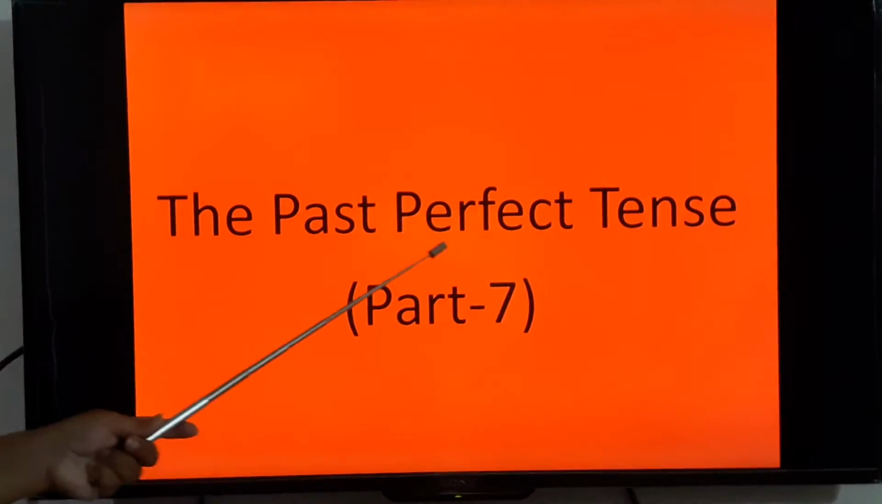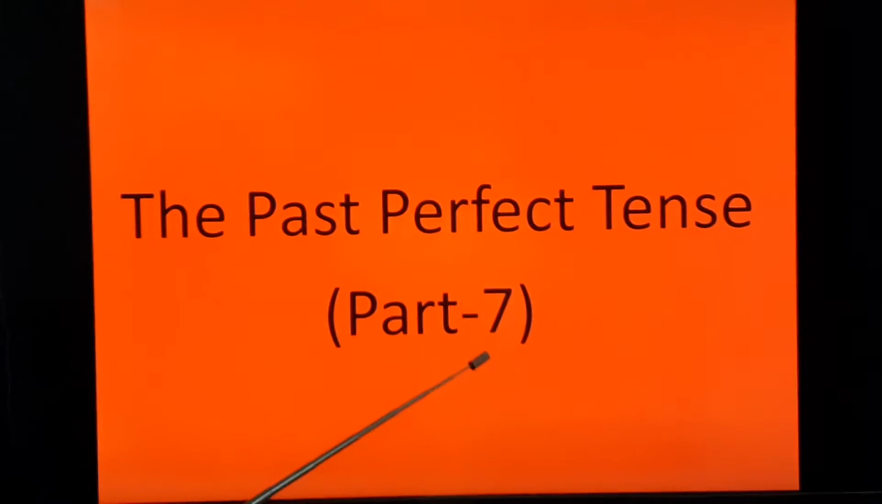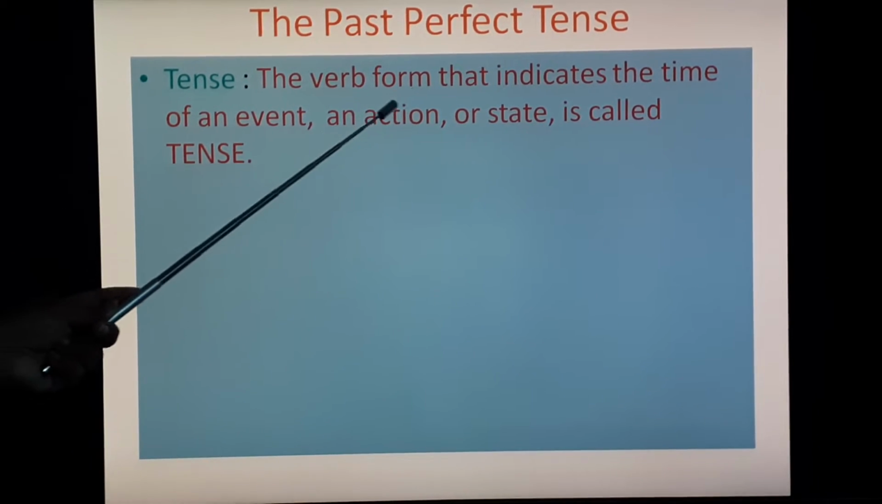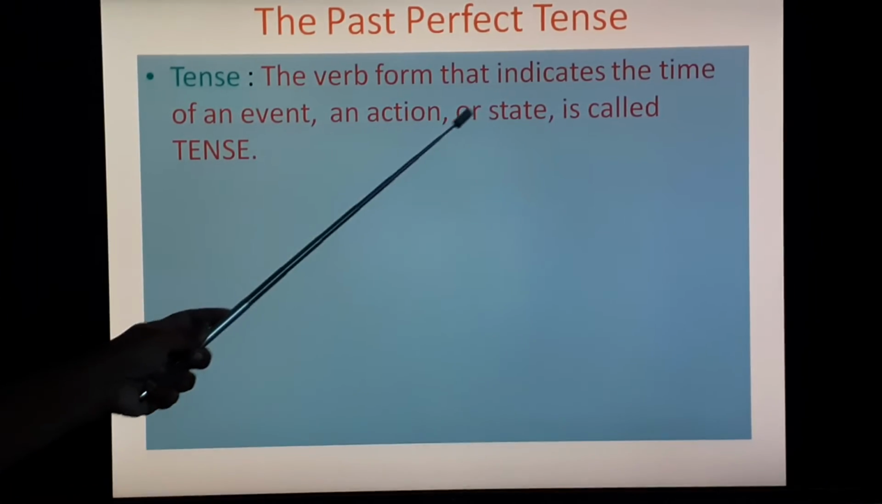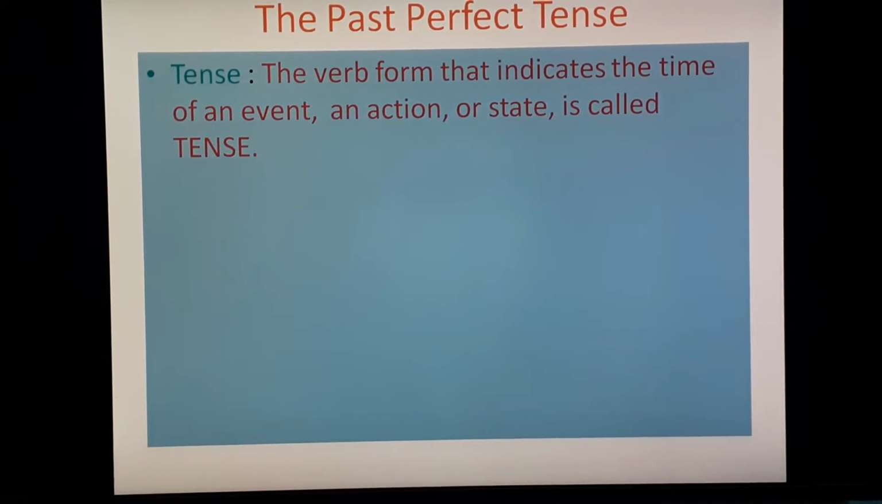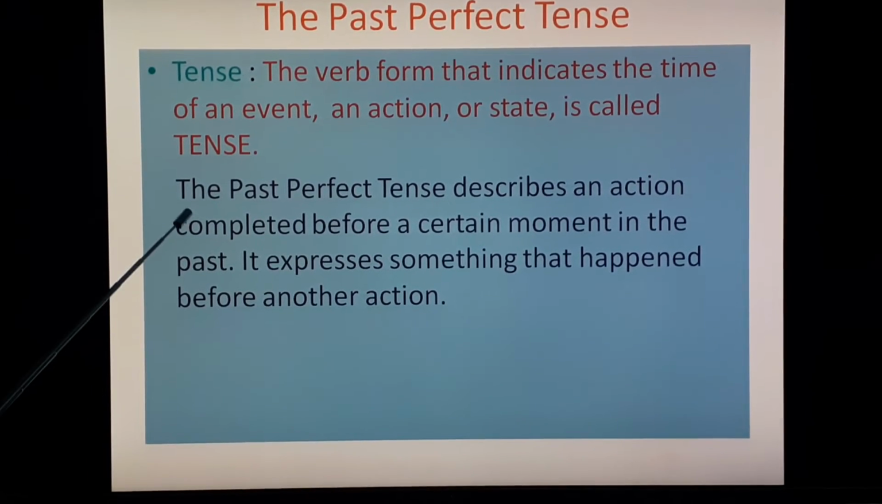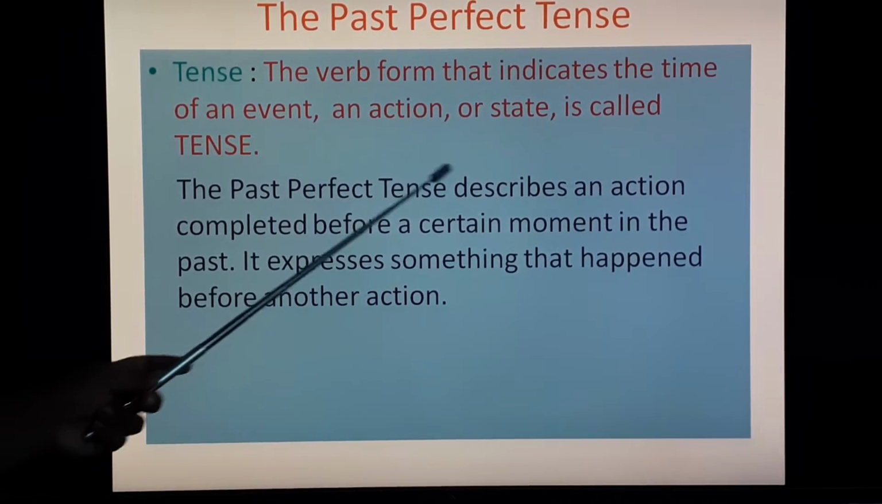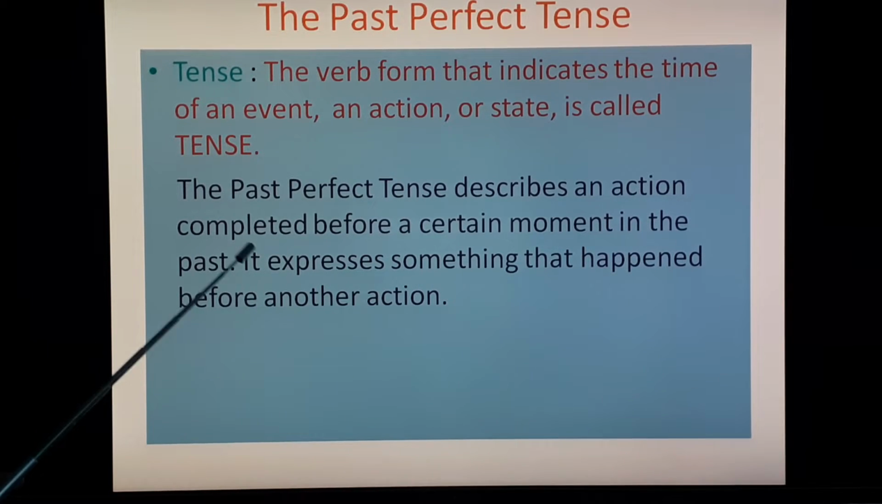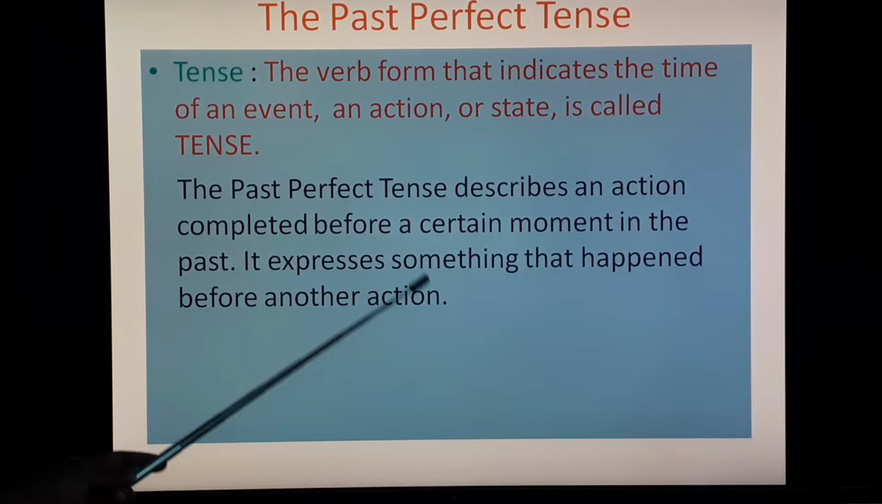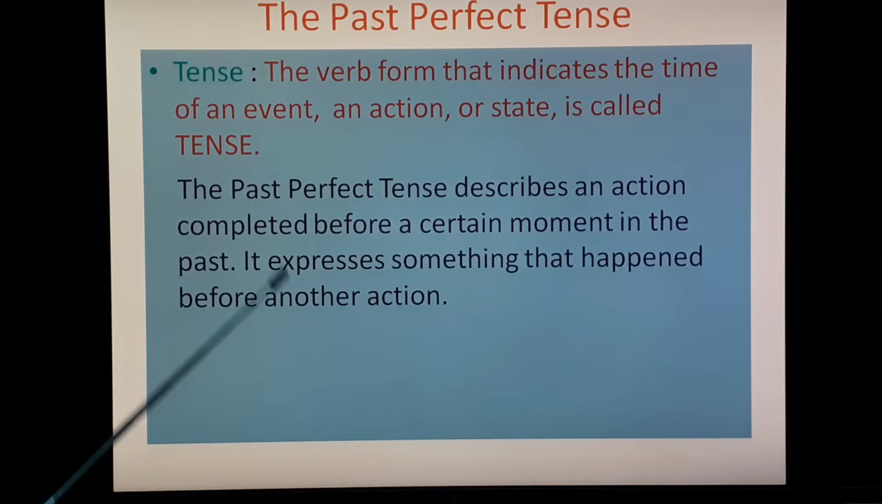The past perfect tense. This is tense number 7. Let's see the definition of tense. The verb form that indicates the time of an event, an action or state is called tense. Let's see the definition of the past perfect tense. The past perfect tense describes an action completed before a certain moment in the past. It expresses something that happened before another action.